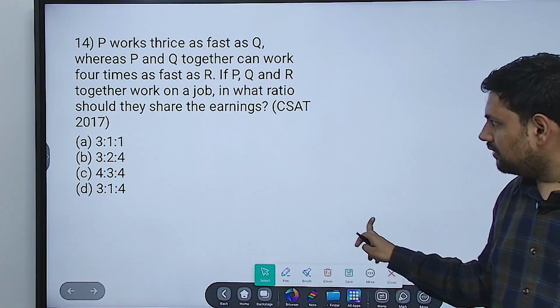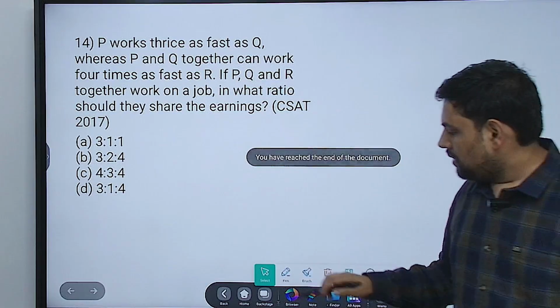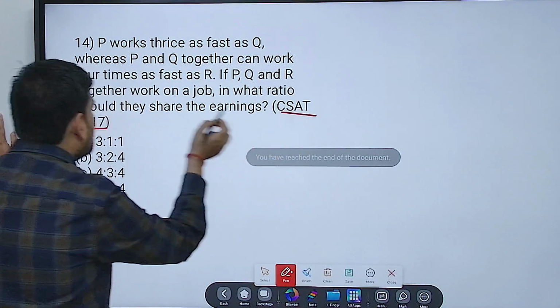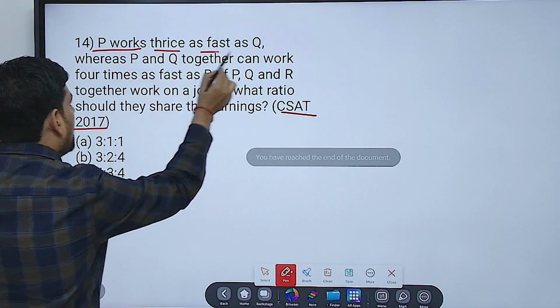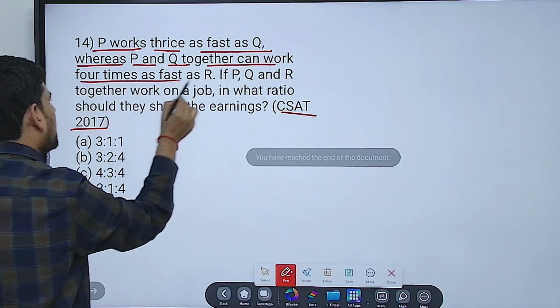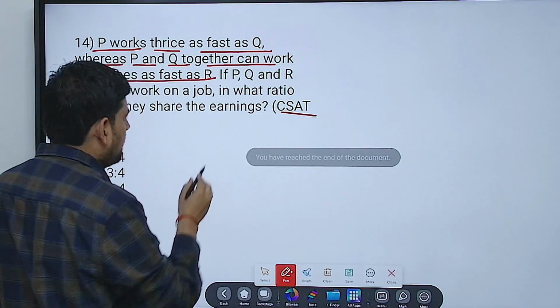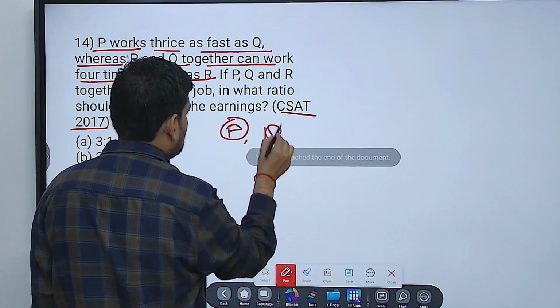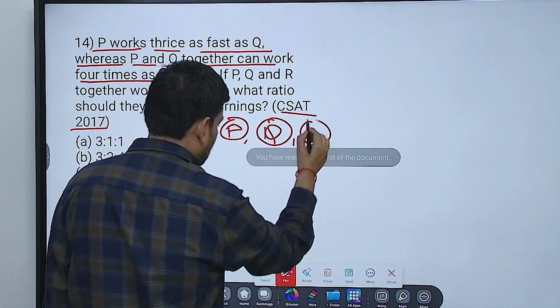Let's do this last. Now, this is a question from CSAT 2017. P works thrice as fast as Q, whereas P and Q together can work 4 times as fast as R. Okay, so let's take the efficiency of P to be P, the efficiency of Q to be Q, and the efficiency of R to be R.